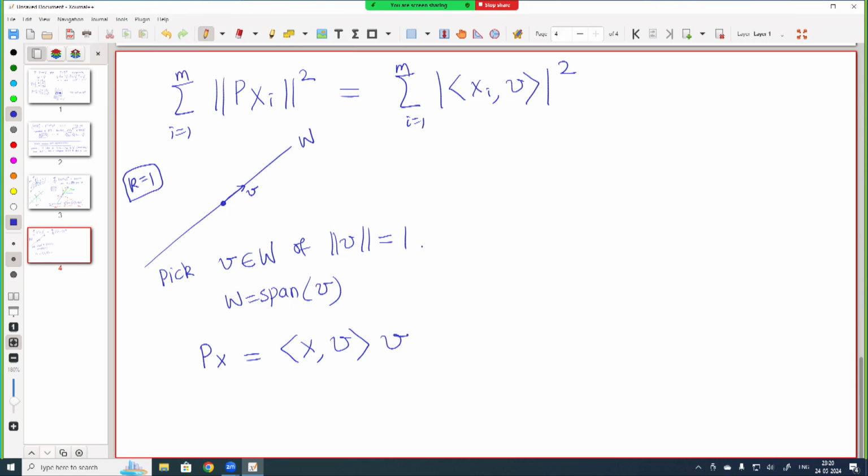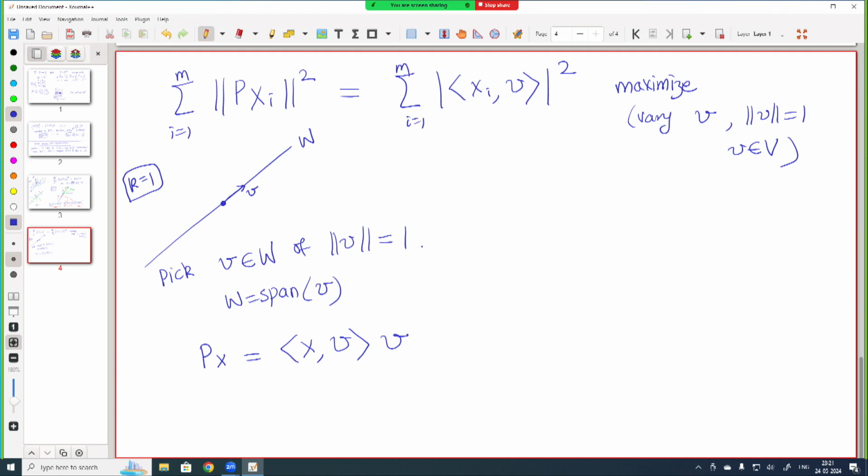Okay, so I am basically trying to maximize this guy, right? I want to maximize it by varying v. Okay, what am I allowed to vary? I am allowed to vary v, and v is some vector of norm 1 in my vector space, right?